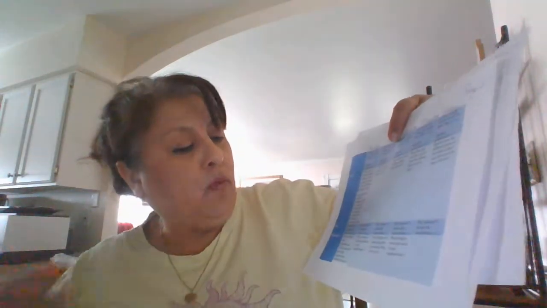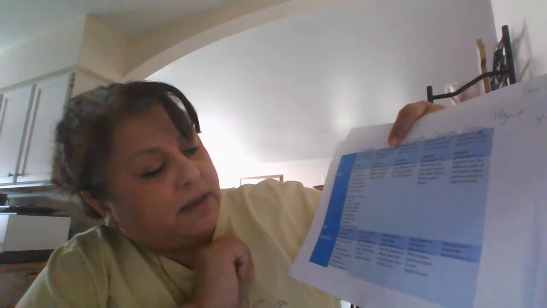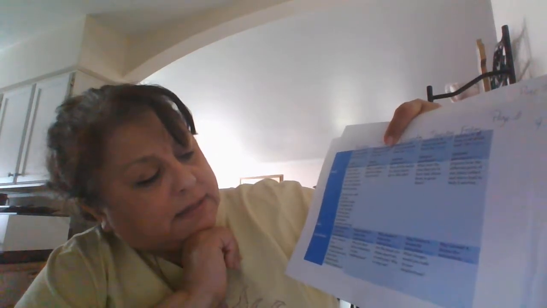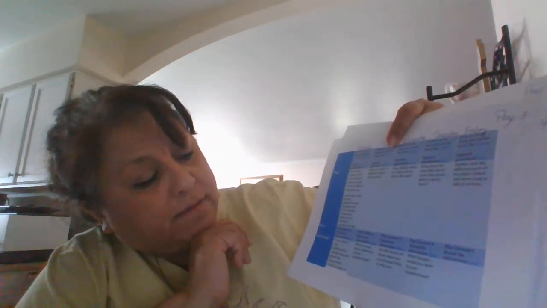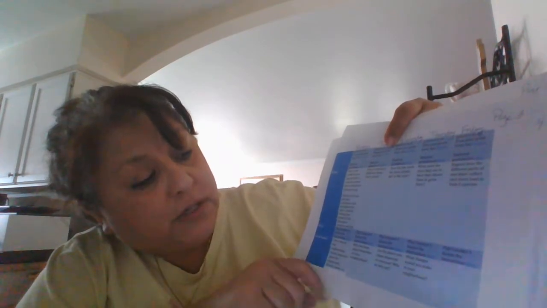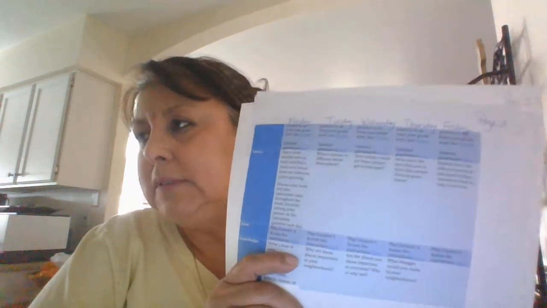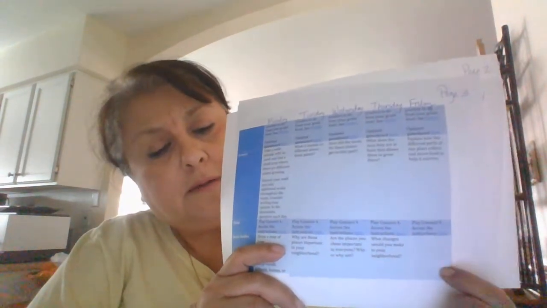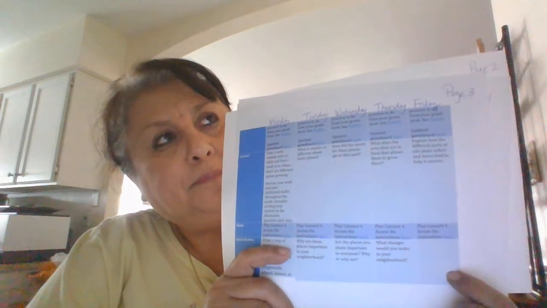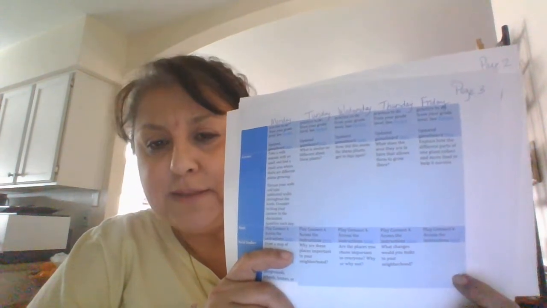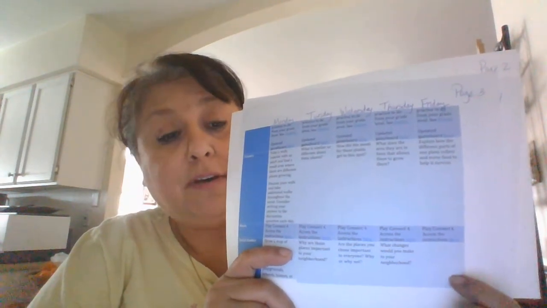But why are these important? Places in your neighborhood on Wednesday: are the places you chose important to everyone? Why or why not? What changes would you make to your neighborhood? And then on Friday, maybe you could do something like try to make, what's the word? A model. That's the word. Try to make a model of your town if you can.